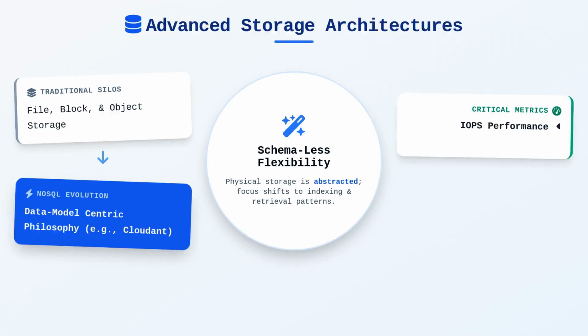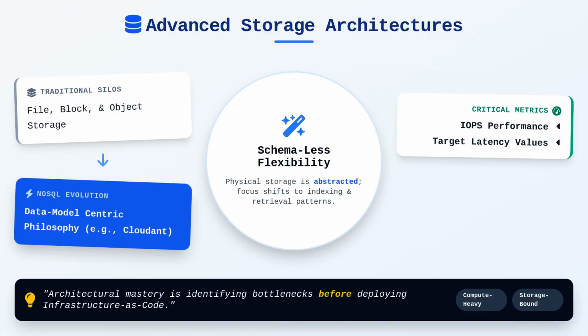When evaluating these options, you must scrutinize your input-output operations per second metrics and target latency values, as these clarify whether your workload is compute-heavy or storage-bound. True architectural mastery involves understanding these metrics deeply enough to identify potential bottlenecks before a single line of infrastructure as code is deployed. By systematically evaluating your structural requirements against these storage tiers, you ensure that your design remains performant, cost-efficient, and structurally sound throughout the full transition of your project lifecycles.